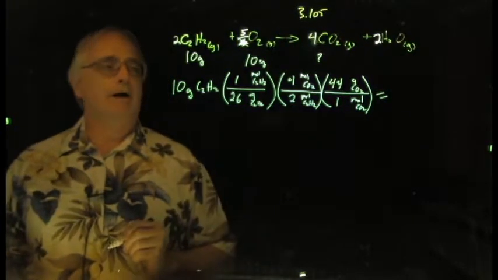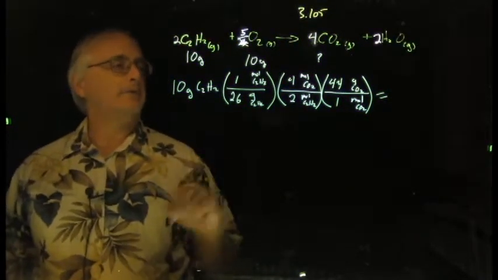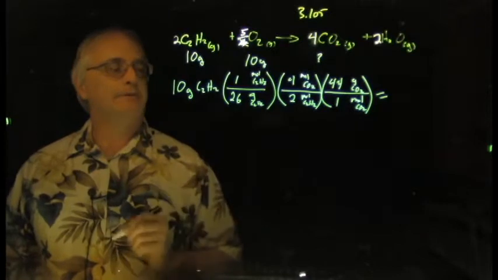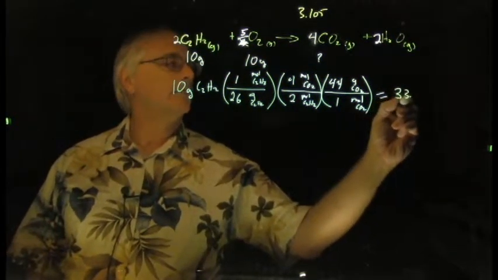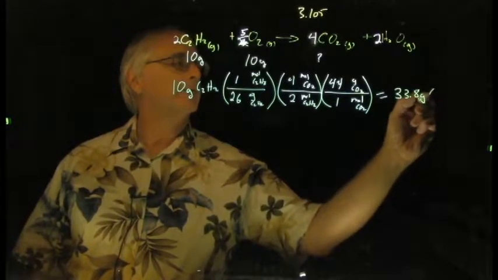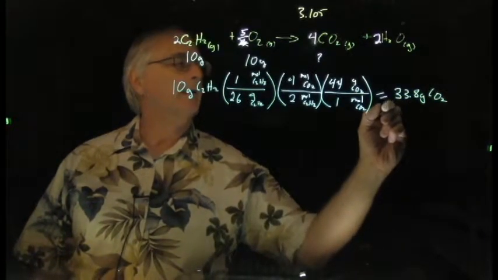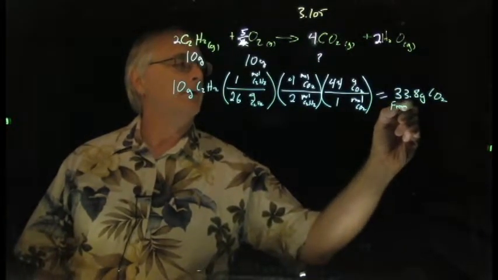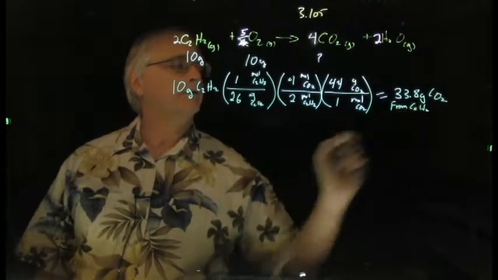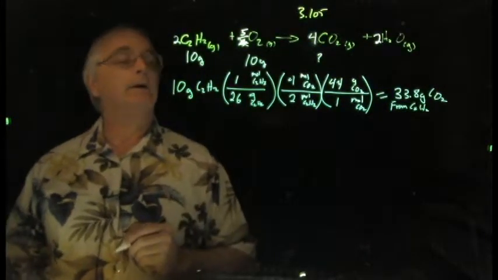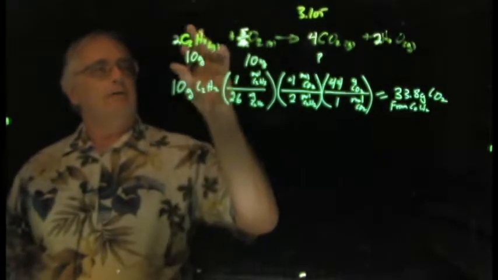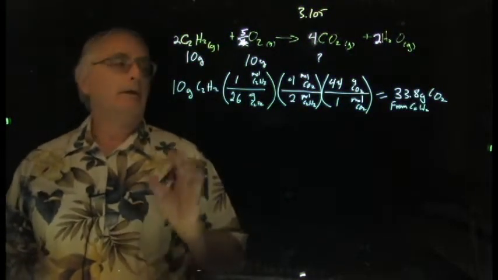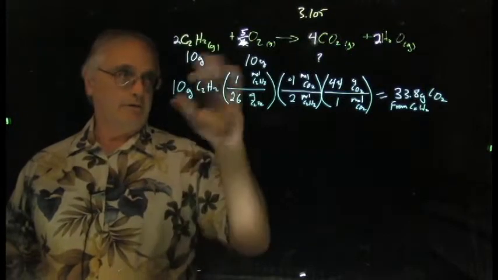And so now we do the magic calculator dance. 10 divided by 26 times 4 divided by 2 times 44. And what do we come up with? 33.8 grams carbon dioxide. Now, I'm going to make a note on here from C2H2, from the acetylene only. That's how much we would make if we used up all the acetylene. So figure out which one of these two is the limiting reagent.